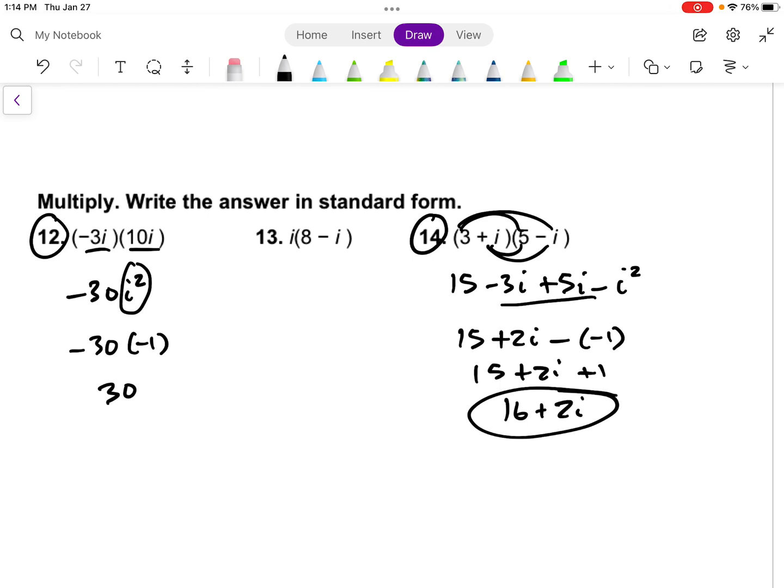All right, so hopefully, again, our goal is we understand what imaginary numbers are. You get imaginary numbers when you have the square root of a negative number. Okay, and then we want to be able to add, subtract, and multiply. And we've done examples of all of those. All right, thanks, guys.